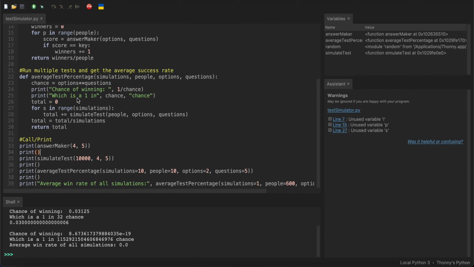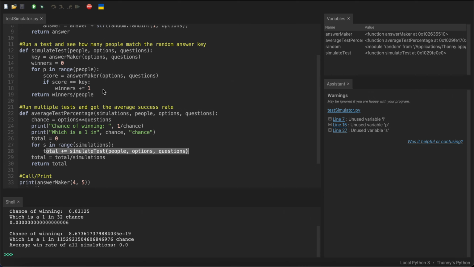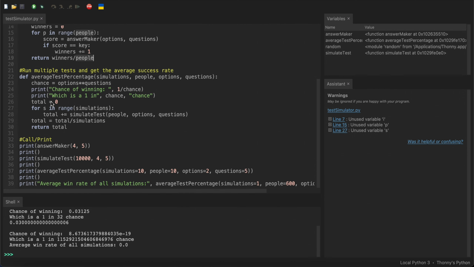And then we go through the simulation. For each simulation, we're going to start totaling up the number of winners. Remember that this simulate test returns the percentage of people who won. So in this case, we're adding up the percentage of people who won from each simulation and then dividing it by the number of simulations. That's why we get the average win rate of all simulations. So that's kind of how this program works.